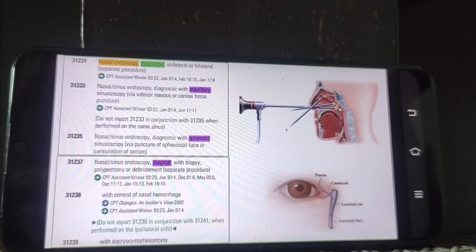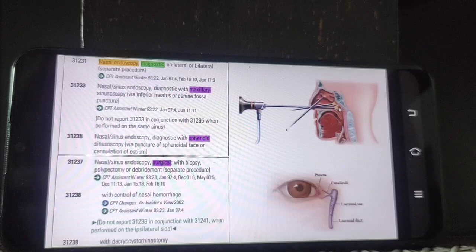The above three code sections are for diagnostic procedures. That means the surgeon uses the scope to find out the problem. And 31237 to 31239 are for surgical endoscopy.